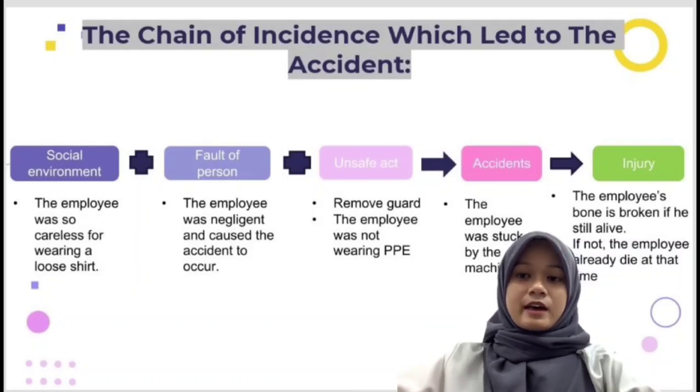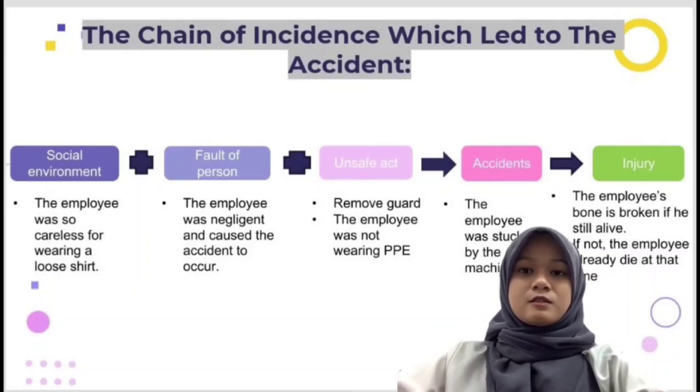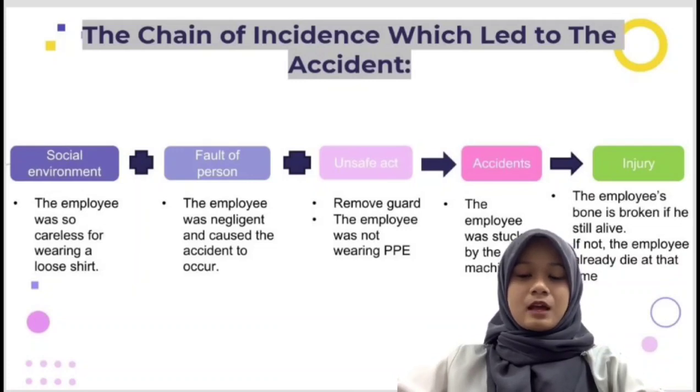Third, unsafe act. What we can see in the video, there is no supervision, meaning they removed the guard at the workplace. And also, the employee was not wearing PPE. PPE means personal protective equipment.